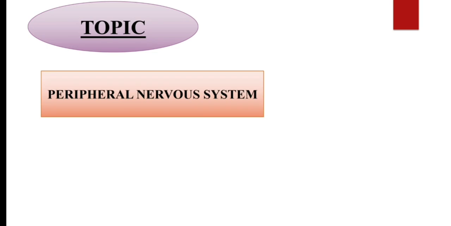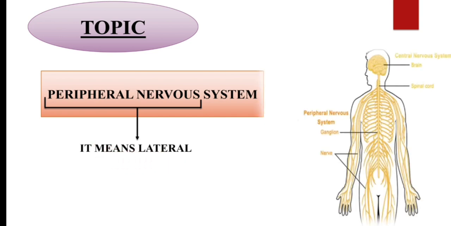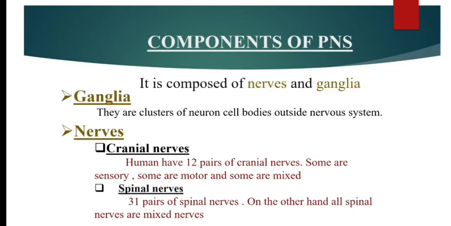Peripheral nervous system. Before going into detail, you all should know the meaning of peripheral. The word peripheral means lateral or sides. You can see the diagram of peripheral nervous system. It consists of nerves which arise from spinal cord and brain and ganglia which are present outside the central nervous system. This is all about peripheral system.